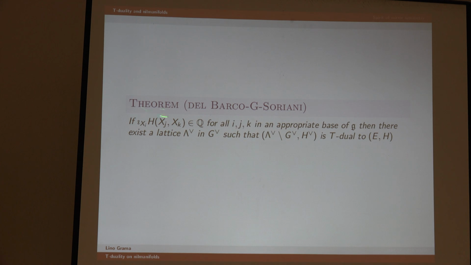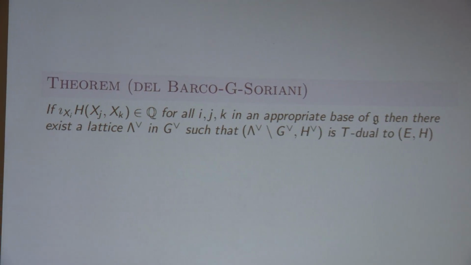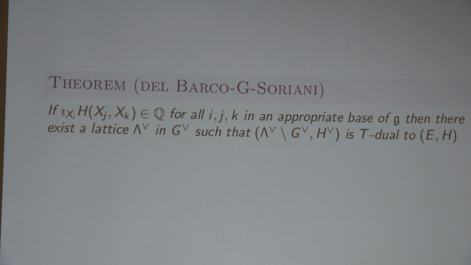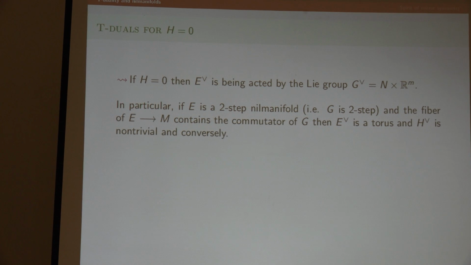And the theorem is the following: if we consider this contraction, it is a rational value for all ijk in an appropriate basis of the Lie algebra. I omit this comment, but that is an appropriate basis in terms of the decomposition of the base and the fiber. If this is guaranteed, then there exists a lattice in the dual Lie group, and this pair is T-dual to the initial one. Now we consider some applications of this.